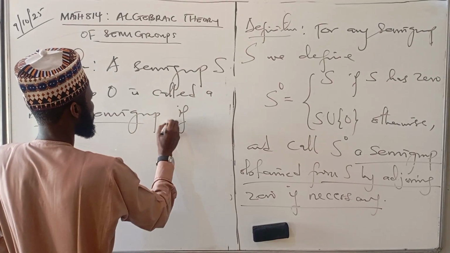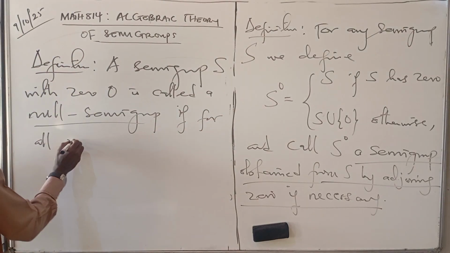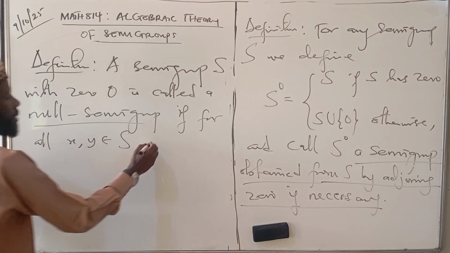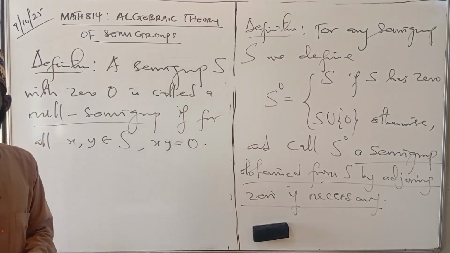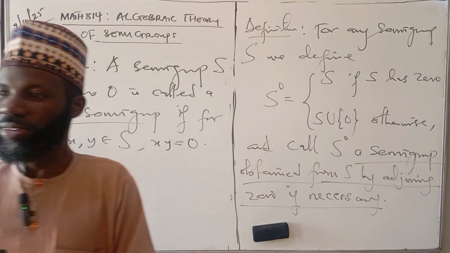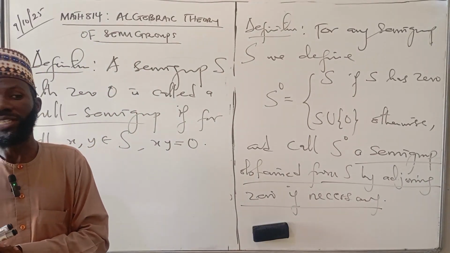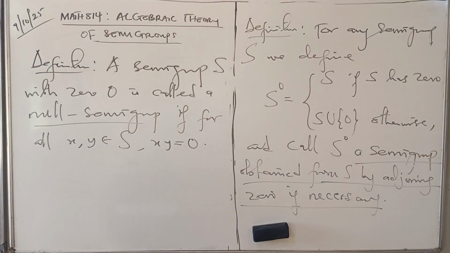if for all x, y in the semigroup, x times y equals 0. That is, anytime you multiply in the semigroup, you get 0. The product of any 2 elements in the semigroup is always 0. Then it's called a null semigroup. So everything is crashing down to 0. I hope it's okay.